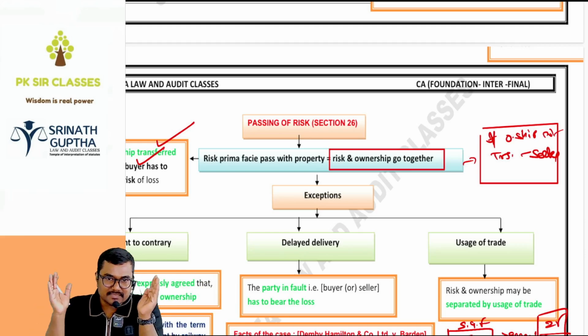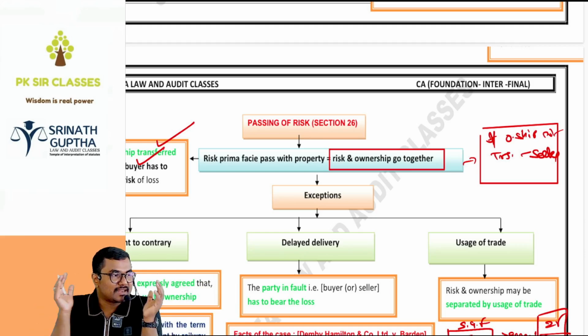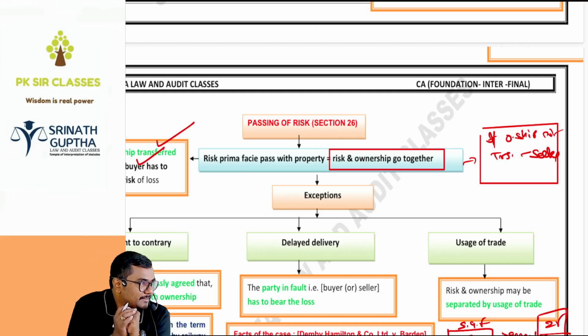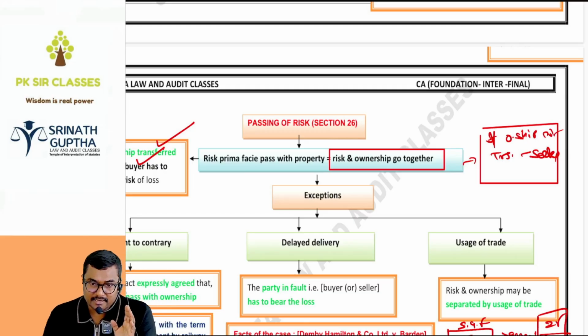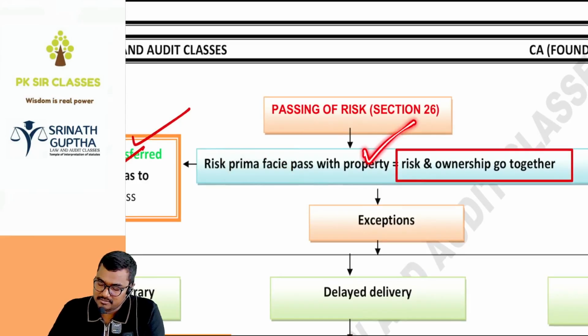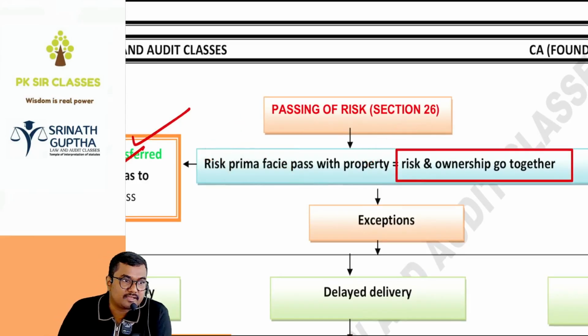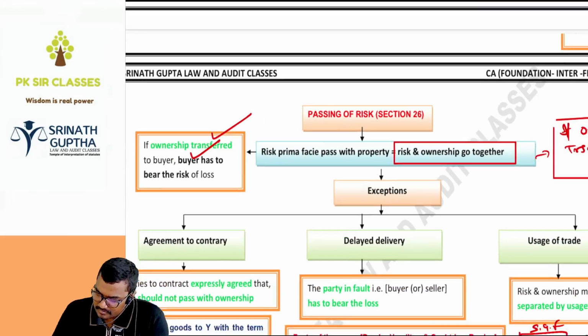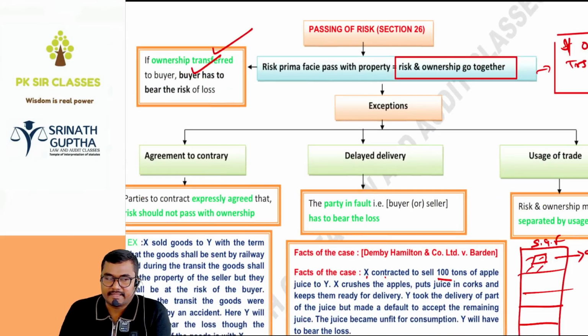They are like wife and husband, like a shadow. Wherever you go, it follows you. Then, beta, generally risk and ownership will go together. That is said to be risk prima facie passing with the property. Property means ownership. Risk means risk of losing the goods. There are a few exceptions, but in these exceptional cases, we can separate the risk and the ownership.